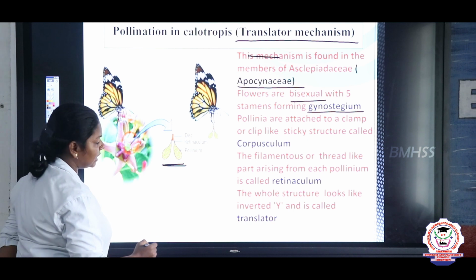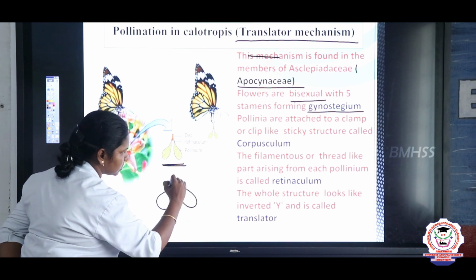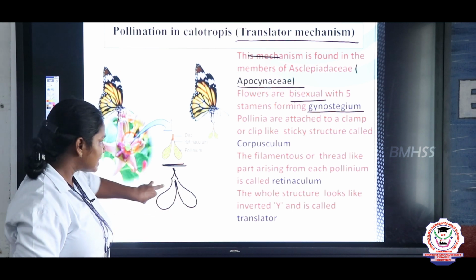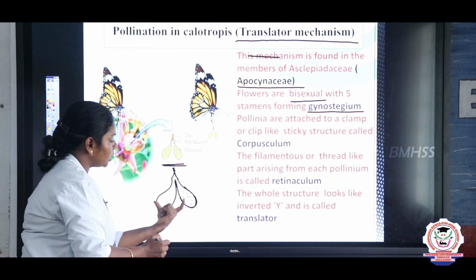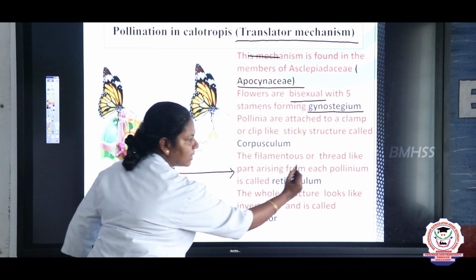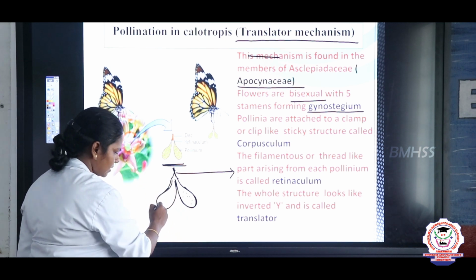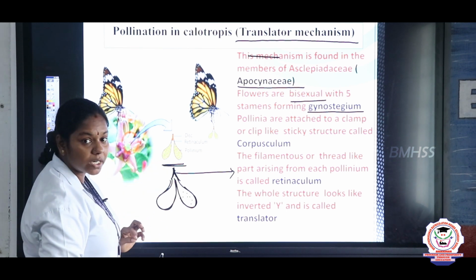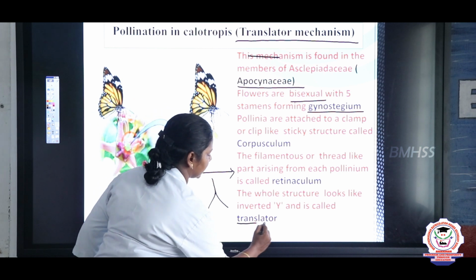It is a pollinium, right. Here it forms an inverted Y-shaped structure like this, right. So here we can see the pollinia are attached to the sticky structure called a corpusculum. Here this is a pollinium and it is attached to the corpusculum, and both the corpuscula are joined together by the connective called retinaculum. The filamentous and thread-like part arising from the pollinium, we call retinaculum. So this is the pollinium. They are attached to the thread-like structure called retinaculum. And now, if you see the structure, it looks like an inverted Y, like this, right. So we call this a translator, right.